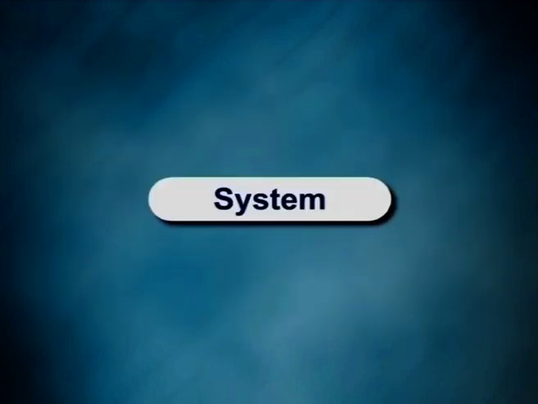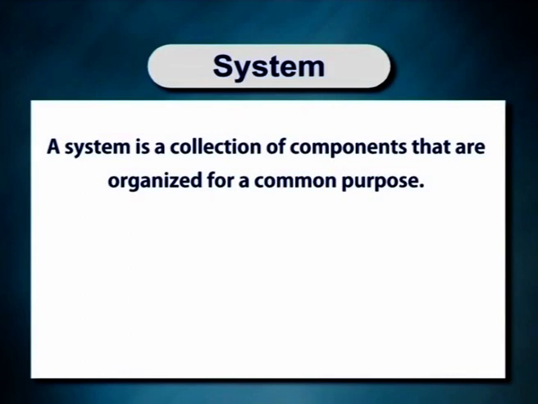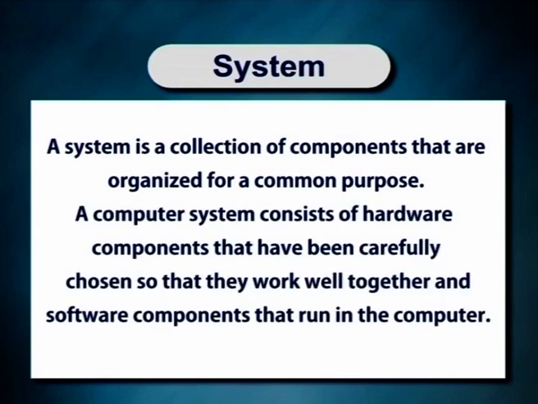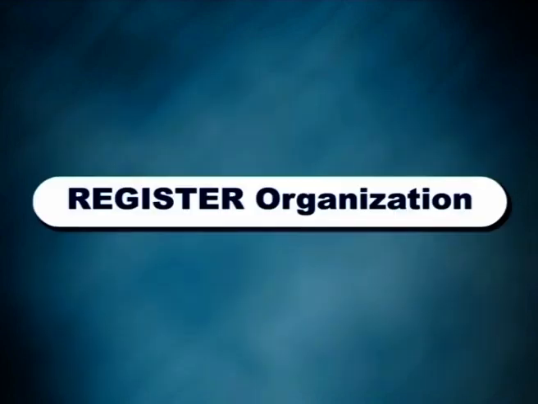Then, what is a system? A system is a collection of components that are organized for a common purpose. A computer system consists of hardware components that have been carefully chosen so that they work well together, and software components that run in the computer. So, the next topic which we will be discussing is register organization.